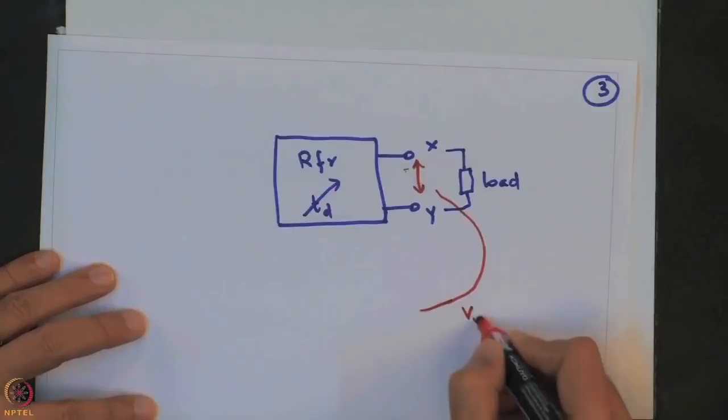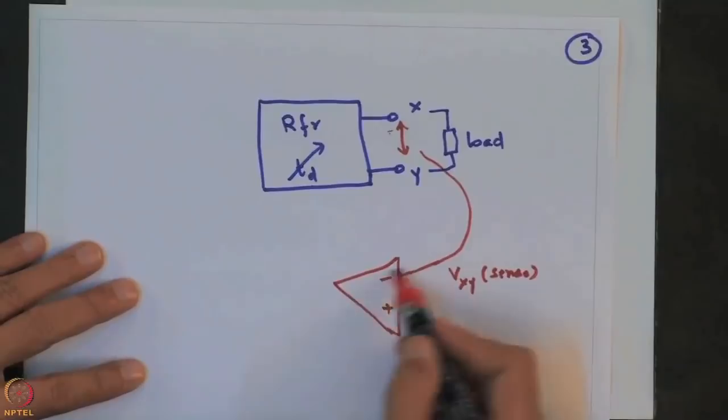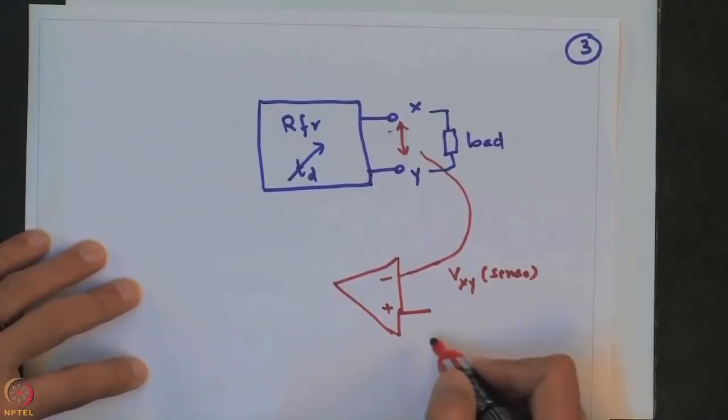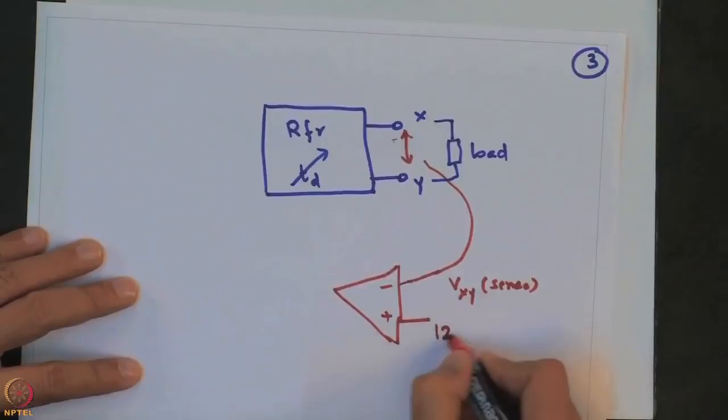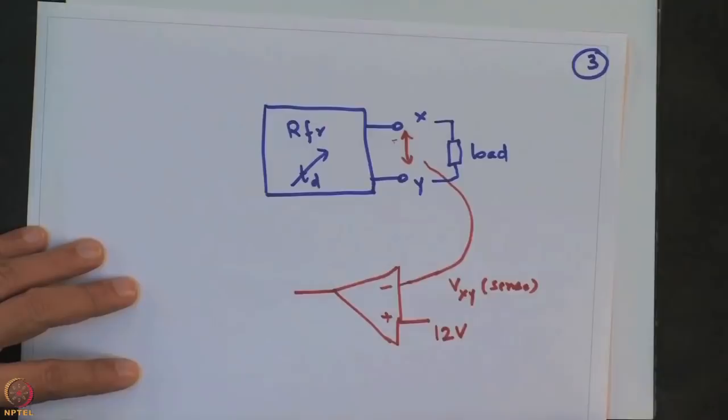I can compare it. This is basically a comparator block, a representation of a comparator. If I want to always keep the voltage across the terminals X and Y equal to 12 volts, I compare it with a 12 volt signal, which I call the reference. Then, based on the output of this error amplifier, I do some calibration, some manipulation of signals, and I control TD.